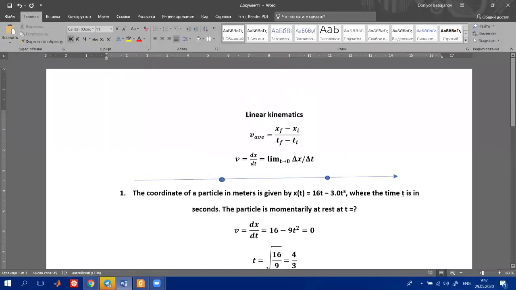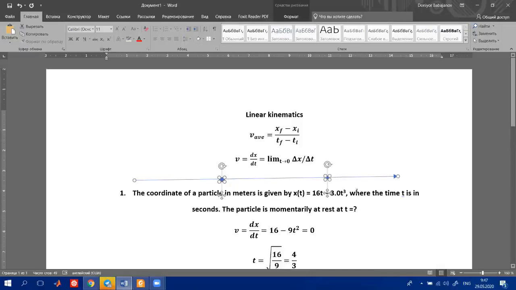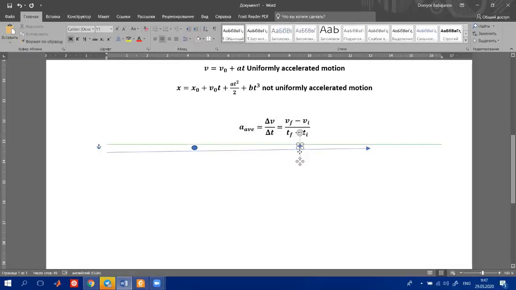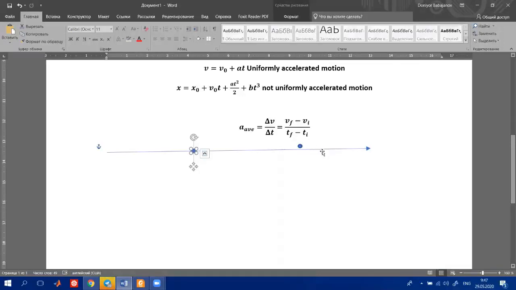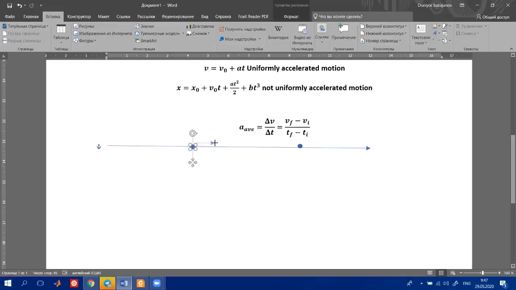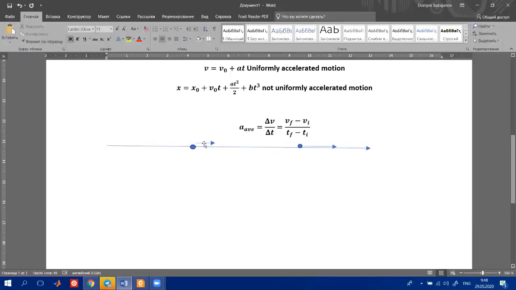So let's imagine that in this picture, let's copy this picture again here. In this picture, we have two positions, initial and final. And if velocity changed during the motion, then we have two velocities, initial velocity and final velocity. This is V initial, this is V final. Then you should take the difference of these velocities and divide it by the time interval between these two positions.